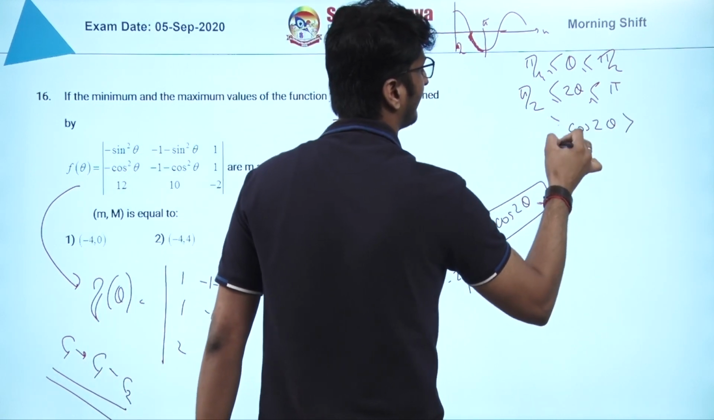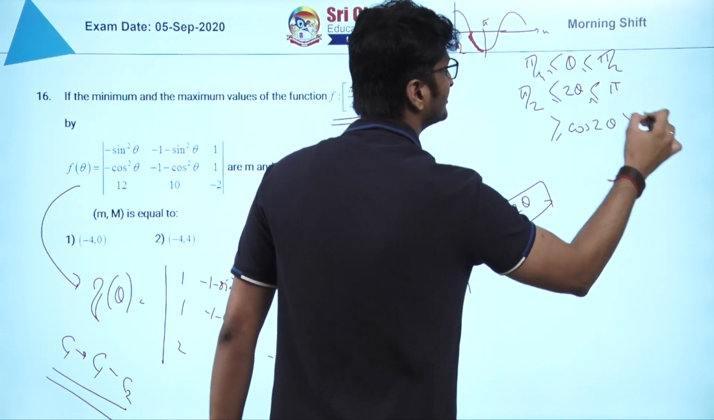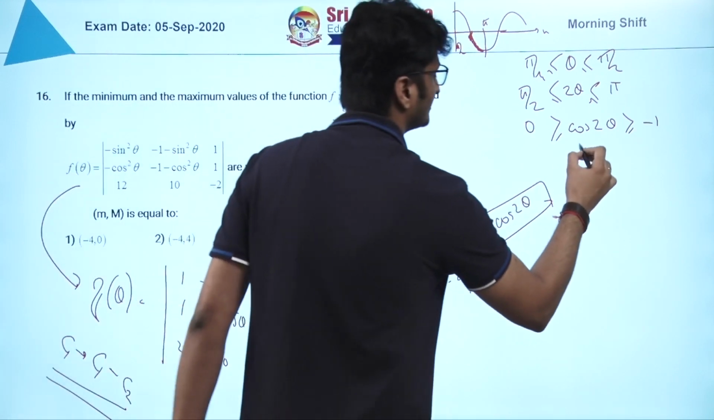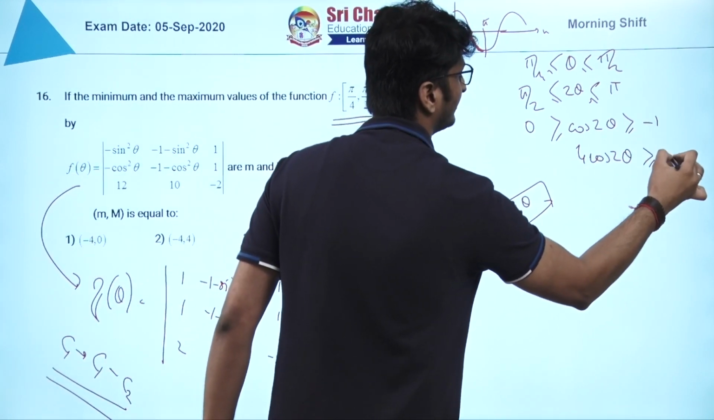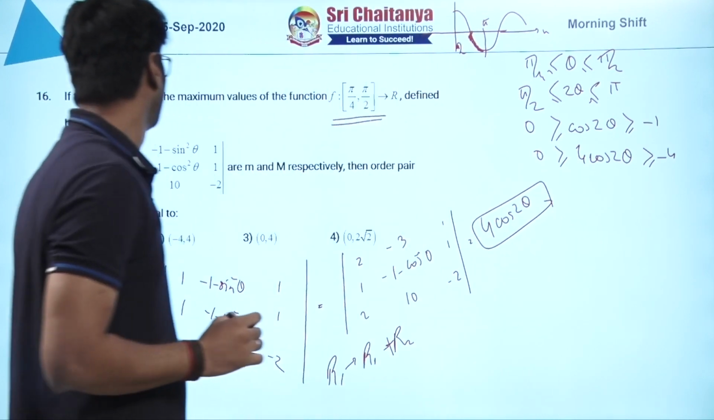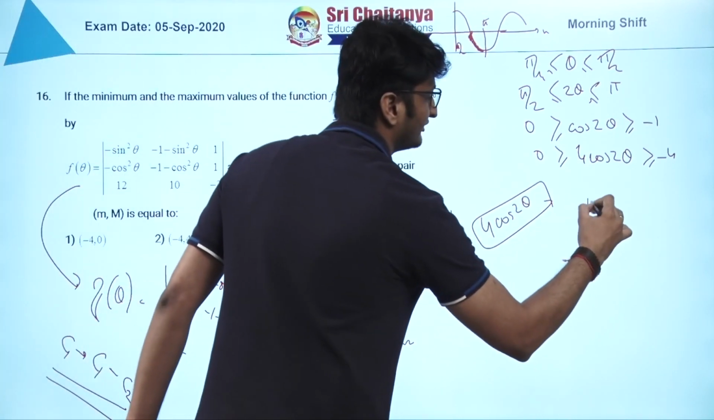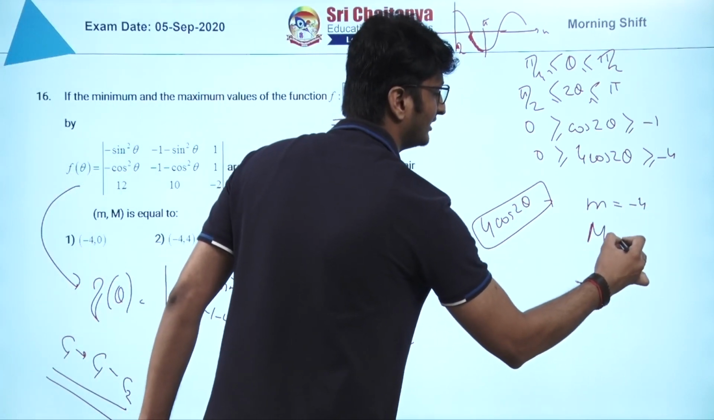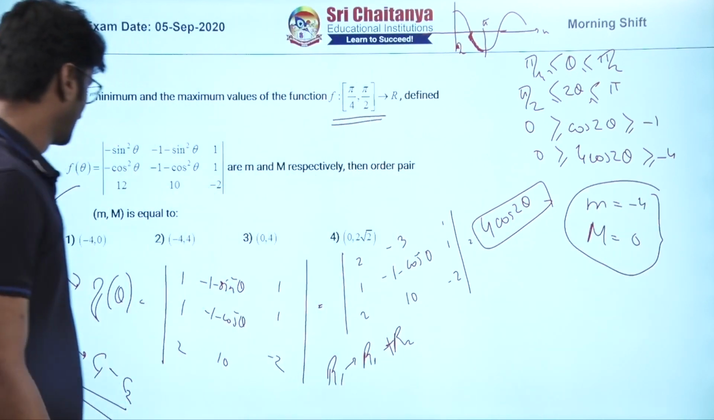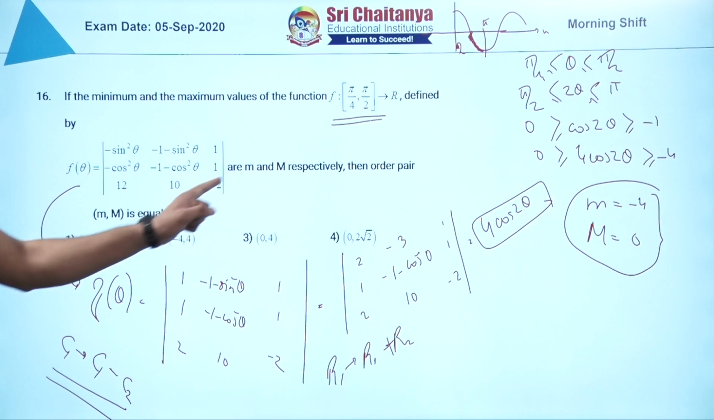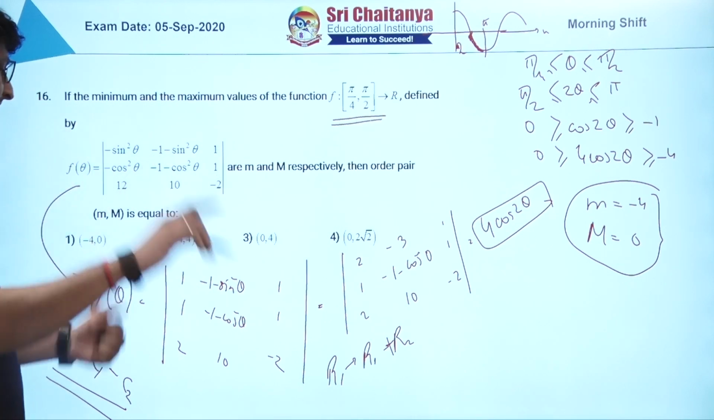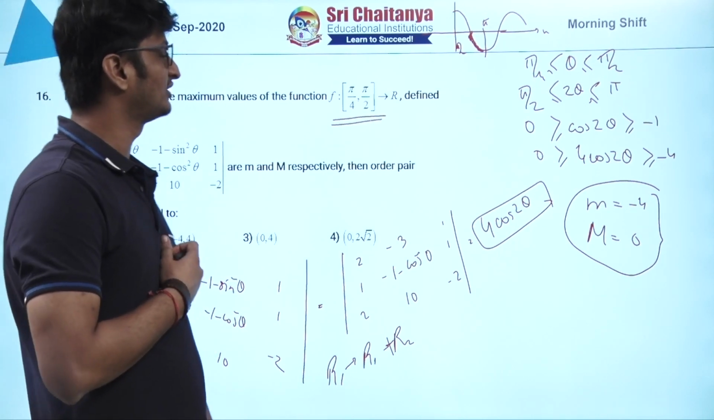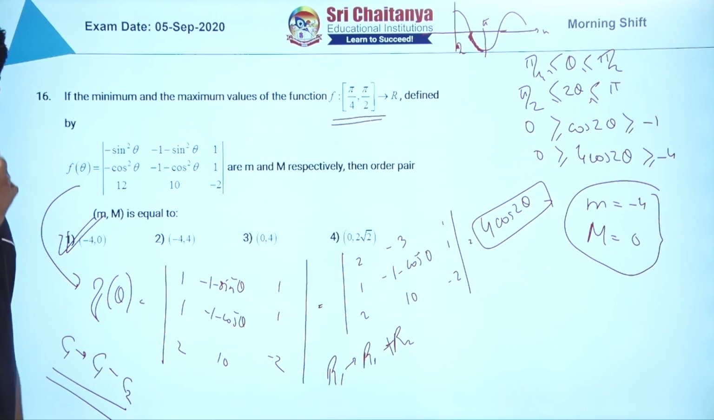Cos 2 theta: cos pi is equal to minus 1, cos pi by 2 is equal to 0. What we require, 4 of cos 2 theta, hence it is from minus 4 to 0. So the minimum value, represented by small m, has become minus 4, and capital M, the maximum value, has become 0. So what result have you got? They have asked us to find the ordered pair small m comma capital M, so minus 4 comma 0. So option number 1 has become the correct choice. Check it out. Let us move to the next question.